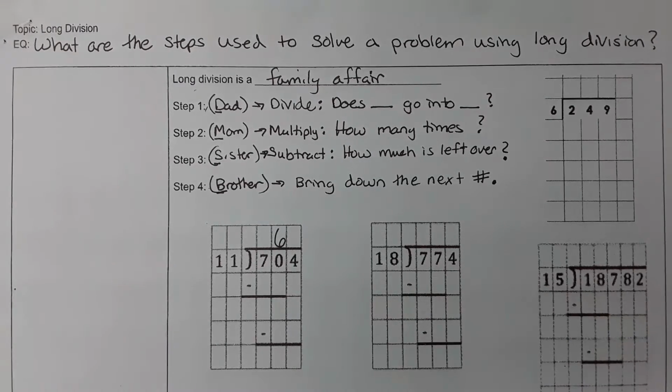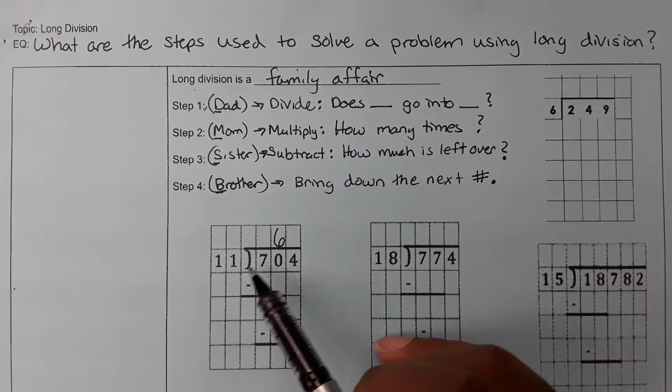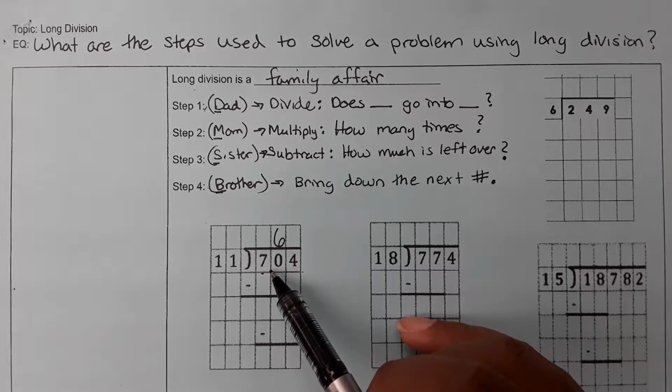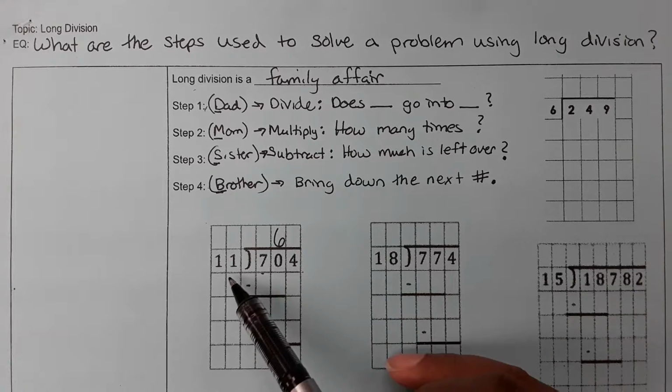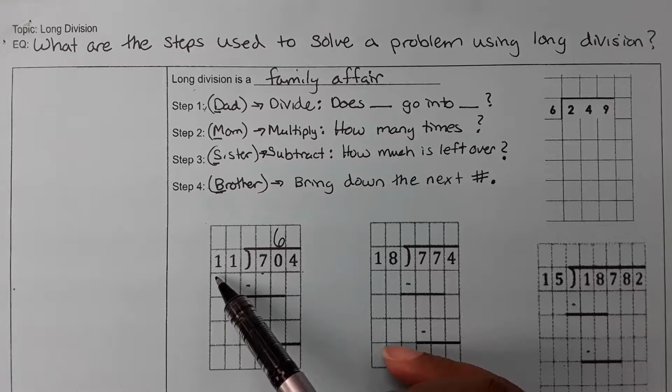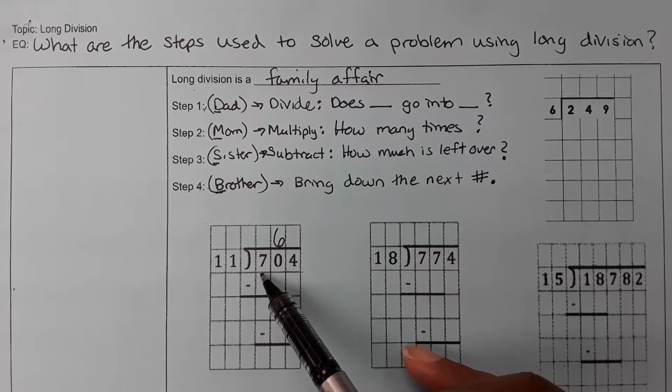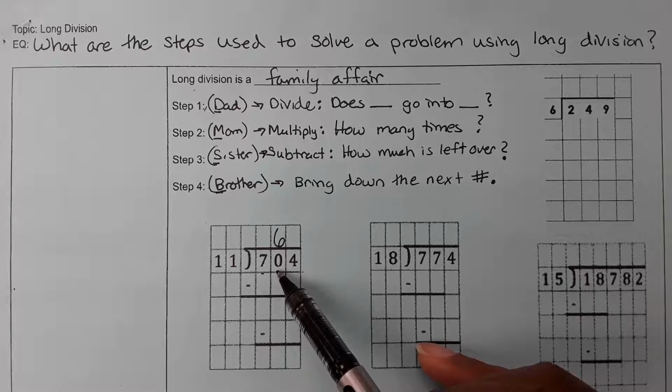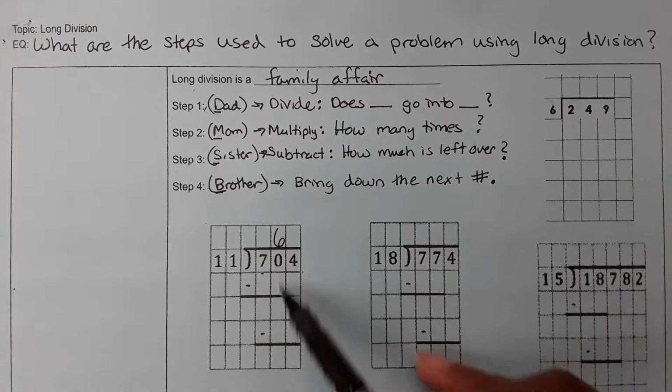Now, the first one I already started. We have 11 as our divisor, and we're dividing it into 704. As you can see, I started this one off for us. I thought to myself, does 11 go into 7? No. But does it go into 70? Yes. That's why I put the 6 over the 0.